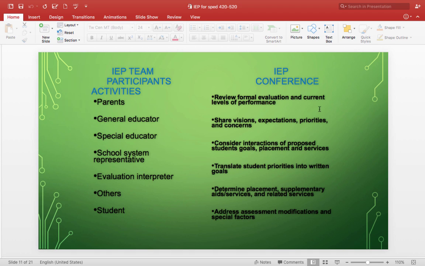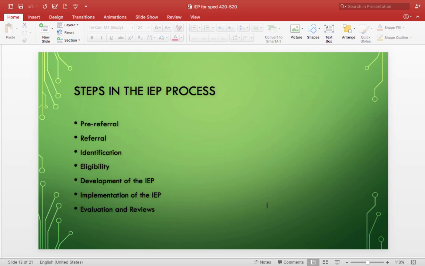So we're going to review the formal evaluation and current levels. We're going to share our visions from the parent, the student, and the teacher perspective. We're going to look at placement and services. We're going to look at those priorities, and we're going to translate those into goals. Determine placement, any supplementary aids and services, related services, modifications, and special factors. So this looks like a lot, but this is a short list, okay? The average IEP covers about 200 different laws in every state.